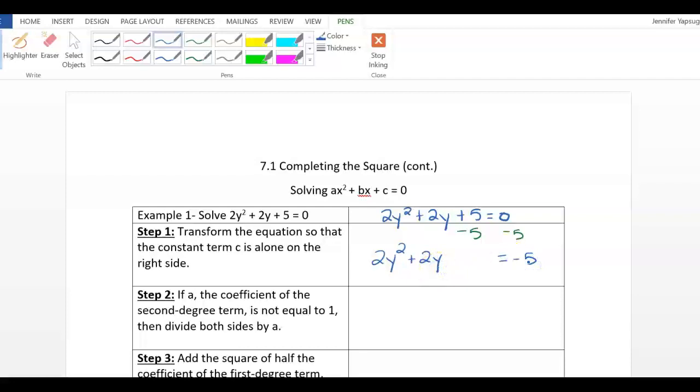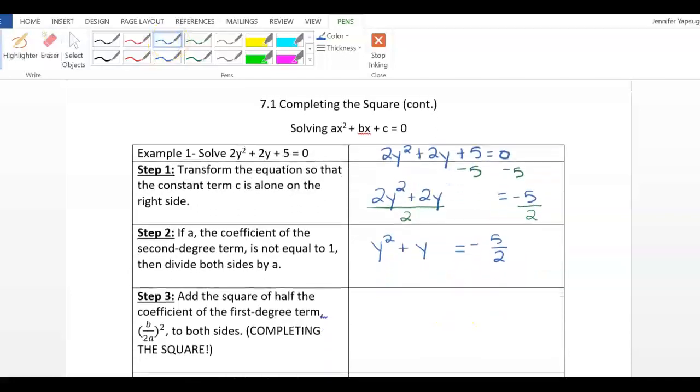All right, so step 2 says if a, the coefficient of the second degree term, which is the 2 right here, is not equal to 1, then we have to divide both sides by a. So we need to divide both sides by 2. So I'm going to divide the left by 2 and divide the right by 2. So we get y squared plus y equals negative 5 halves. And remember, we just want to keep a space in between so that we can add our square.